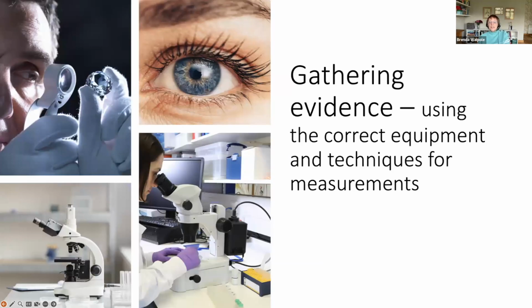Gathering evidence. This is a nice one, which is fairly easy to cover in your teaching. If you're going to measure something, it's very important to use the correct equipment and technique. So you can use your eye for estimates, but if you want to measure something more accurately, you might need a hand lens. Something smaller, you might need a microscope or even an electron microscope. Using the correct equipment is very important, and as students carry out their own experiments, they will need to be aware of this.